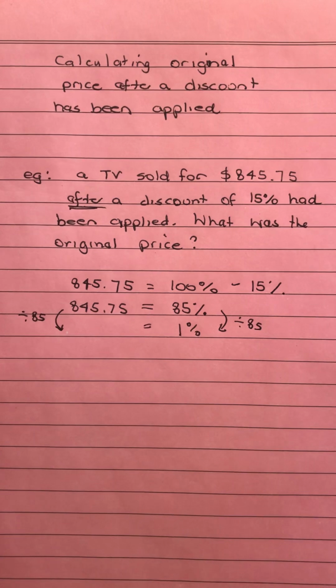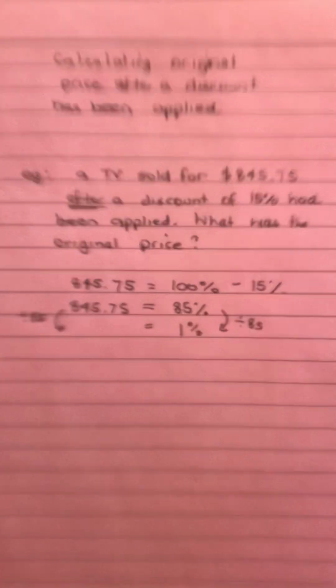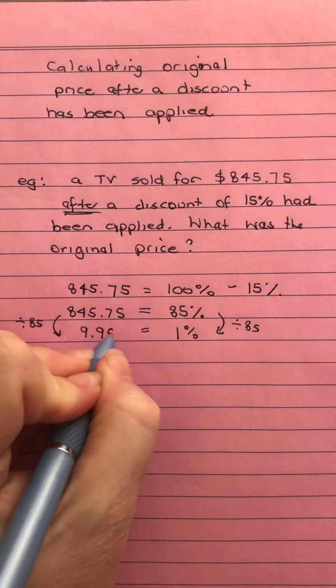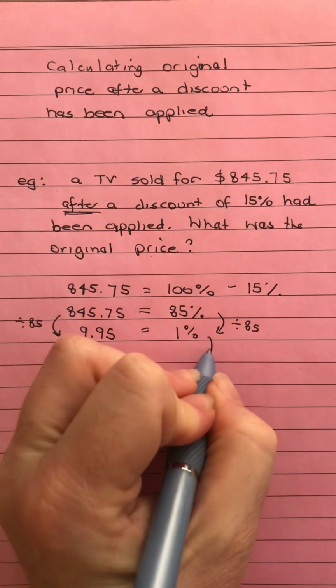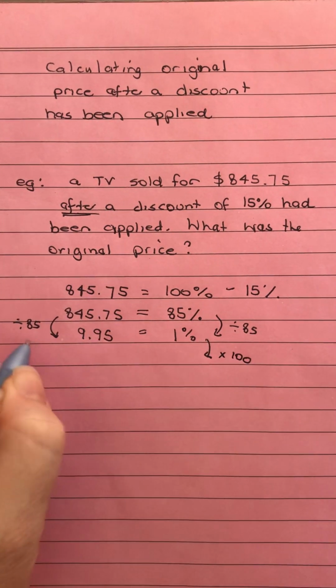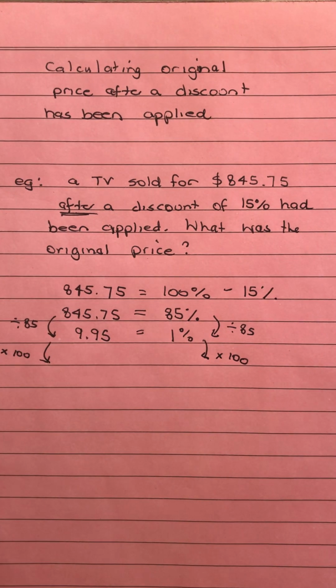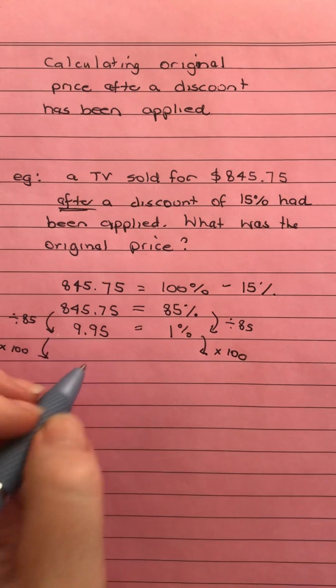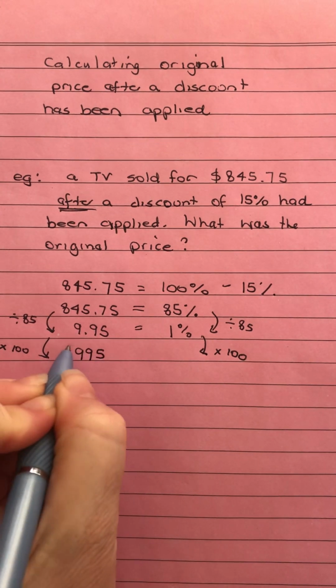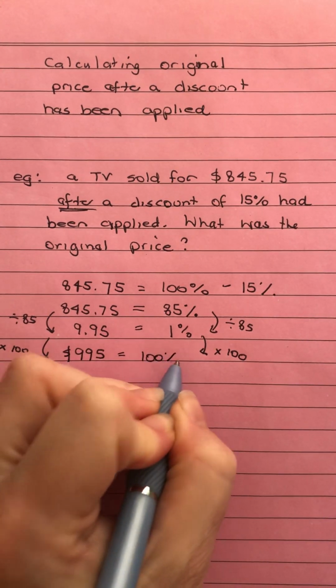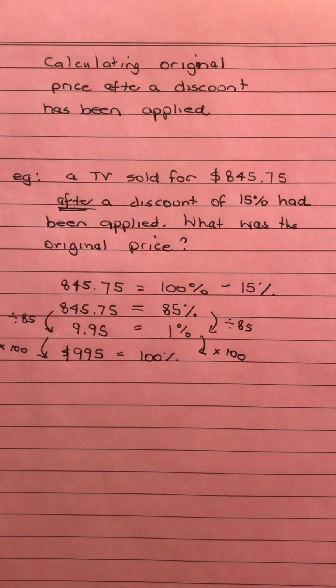So when we get that, we would do 845.75 divided by 85, and we get $9.95. Now that's what 1% is. So then to get back to 100%, we will multiply by 100. So we'll do our $9.95 times 100, and we get $995 is 100% of the cost. So the cost of that TV originally was $995.